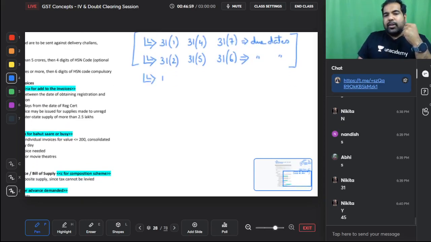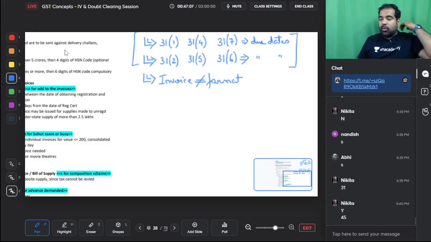Next guys, for invoice, there is no particular format that has been prescribed. There is no format. That means, do you have to put the Prime Minister's photograph on the invoice? No, nothing of that sort. They've only told you some details which should be part of the invoice. What are the details? Obviously, just think of any invoice guys.